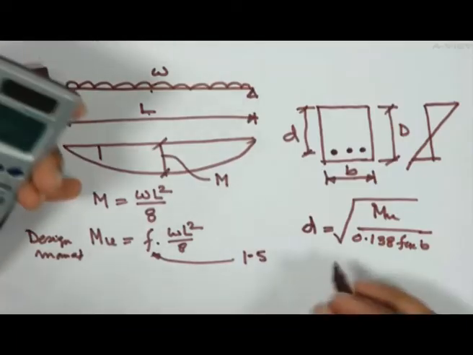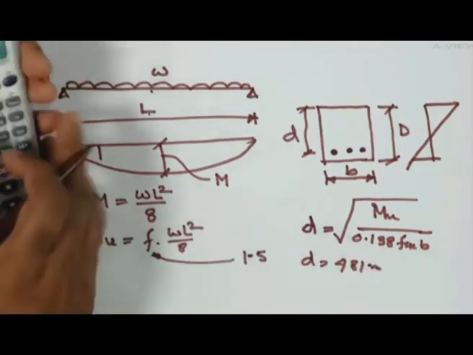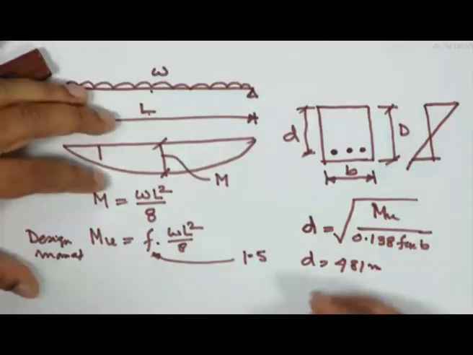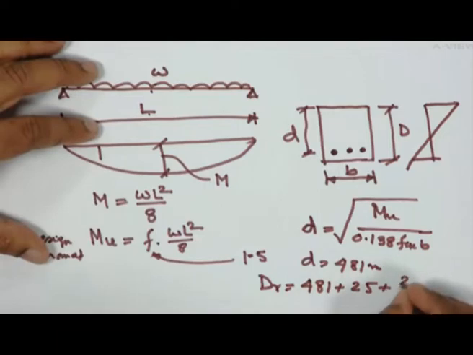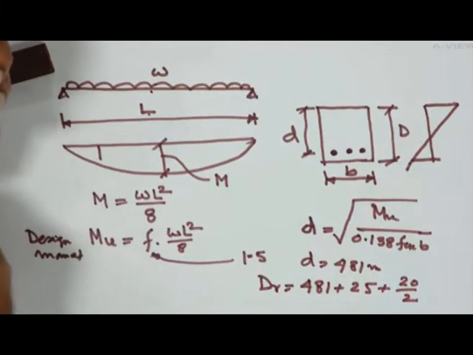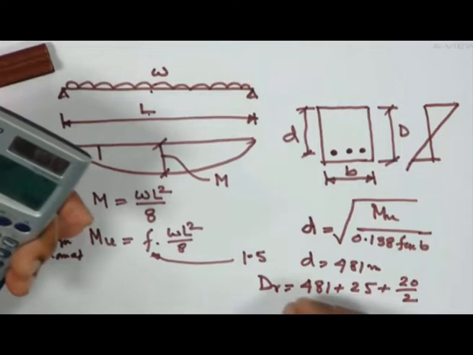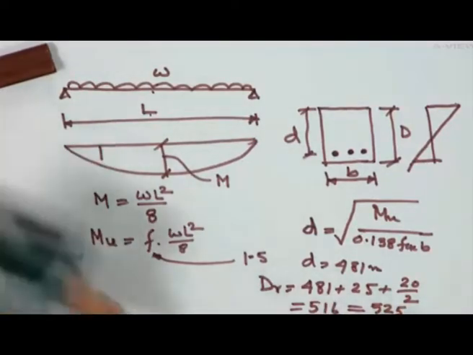So I am getting D equal to 481. How much do I require? The D required, that means depth required, is 481 plus 25 plus, say I am using a 20 dia bar, 10. That is coming as 516. That means if I provide, say, 525, that is also all right for me.